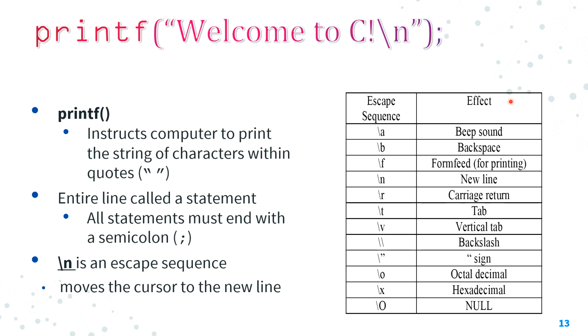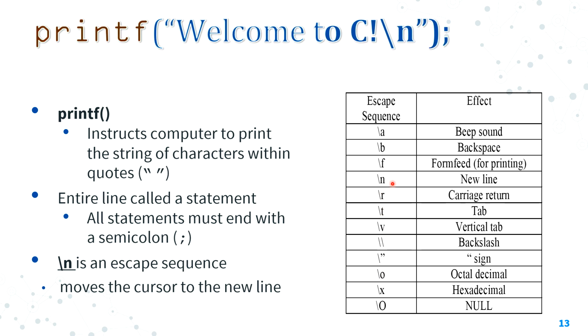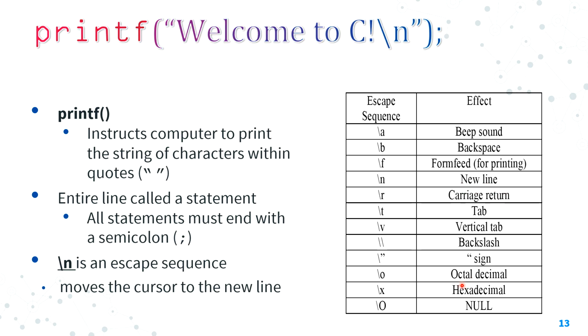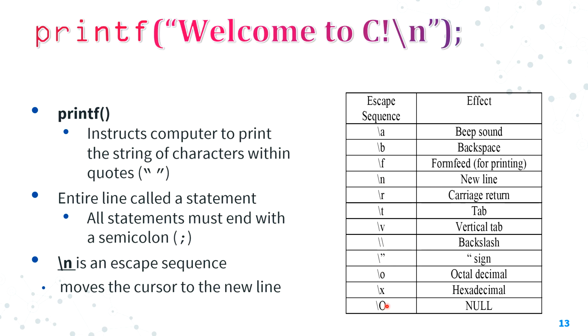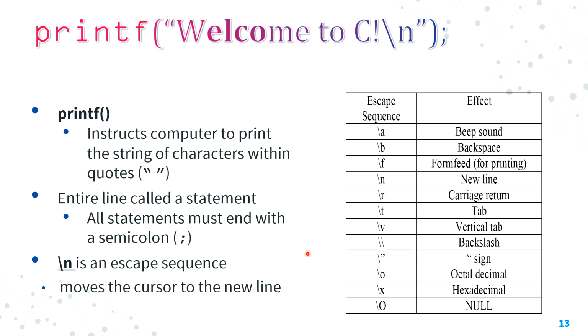So you can take a look at this table here. The variety of escape sequences: it can be written as \n here, for new line. The effect will be a new line. If you put \t, the effect will be a tab, and different escape sequences will give different kinds of effects. That's the idea.